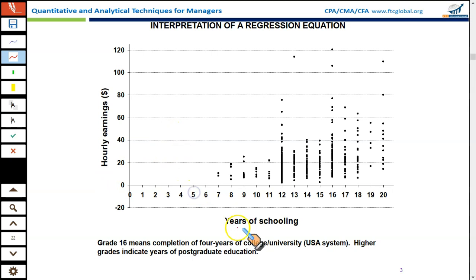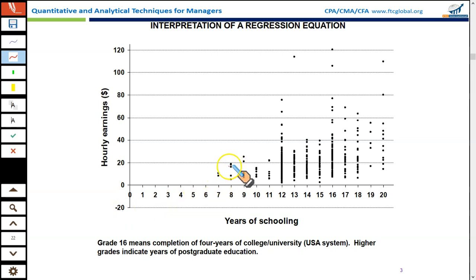Alright, here we have years of schooling plotted on the x-axis and the hourly earnings on the y-axis. As you can see, the years of schooling range from 0 to 20, and the earnings on the y-axis range from minus 20 to 120. So what do we see here?